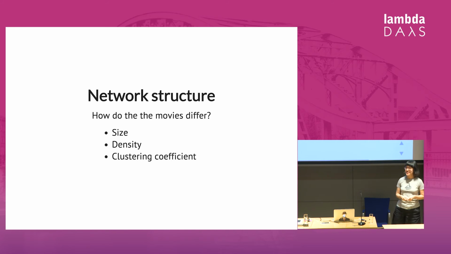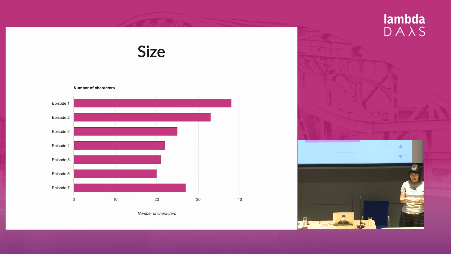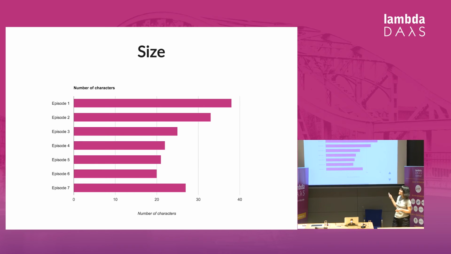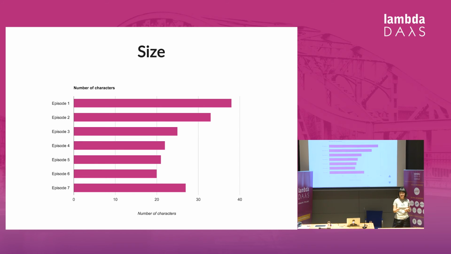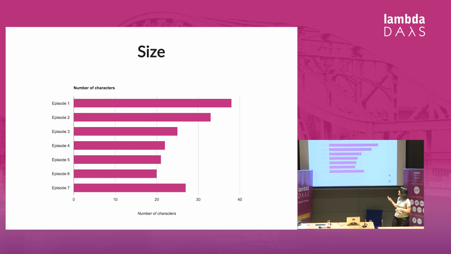Now I was just looking at the individual characters. And we can look at the whole network as a whole, if that tells us something about the difference between the prequels and the new episodes. So again, I did several comparisons. The first one is the size, that means the number of nodes in the network. And this is episode 1, this is episode 7. And you can see that episode 1 has the most characters. It means a lot of debates in the Galactic Senate. And then it goes steadily down.